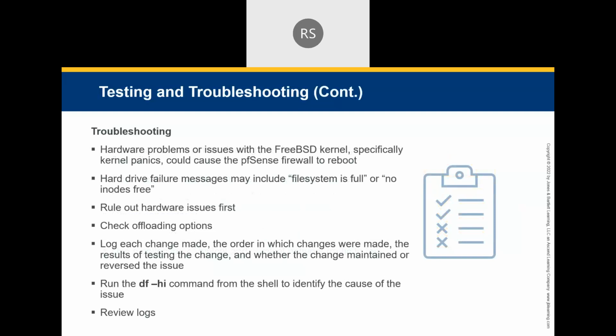You want to check any offloading options. You do that to ensure optimal performance, and then once again rule out issues related to hardware. You want to log each change made during troubleshooting. This includes the order, the results of the testing, and whether the change mitigated or increased the issues. Use the df -hi command from the shell. That's used to identify the cause and address any disk space related problems contributing to the issues.